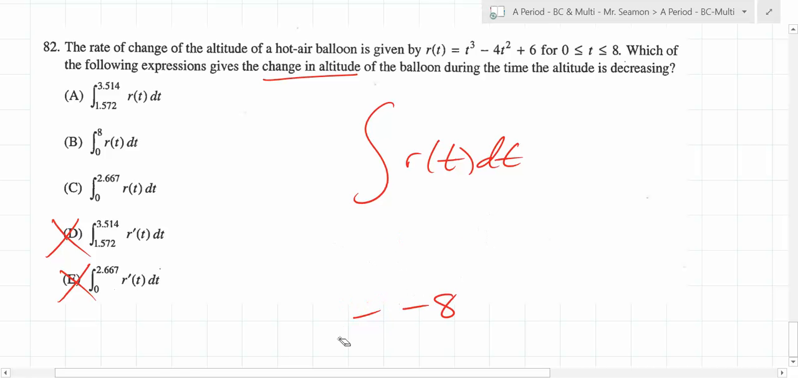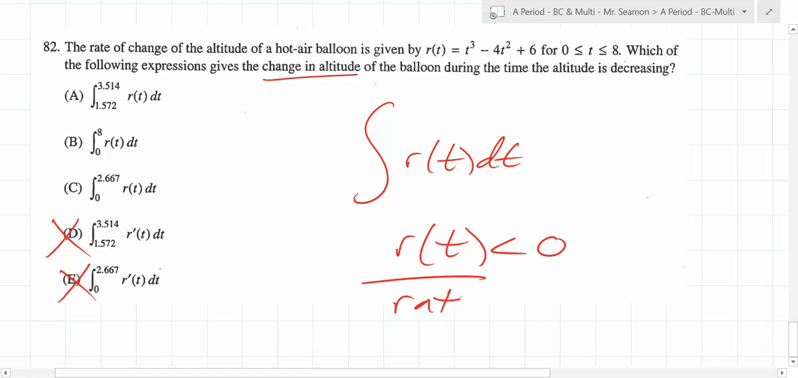Oh, did I make a mistake right there? Yeah, I did, didn't I? Very good. I would have gotten this one wrong. Good job. So r of t is less than 0 because it is the rate. The rate. Absolutely. Tricked me up. Oh, excellent.